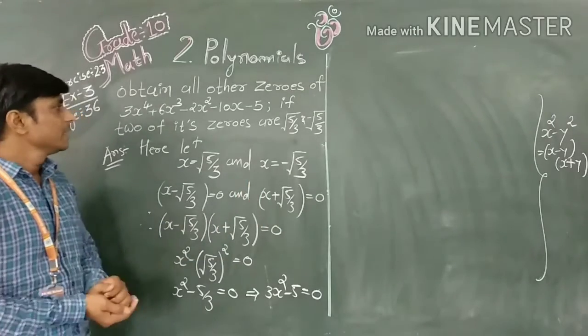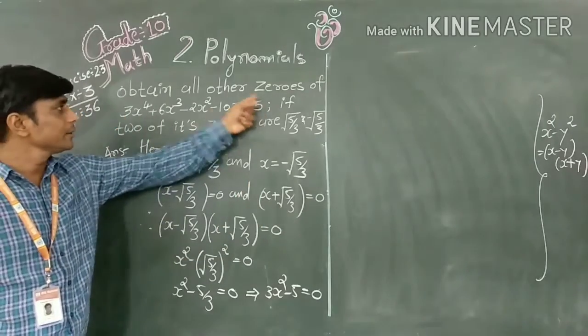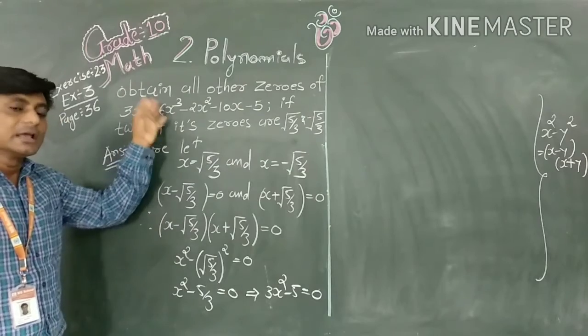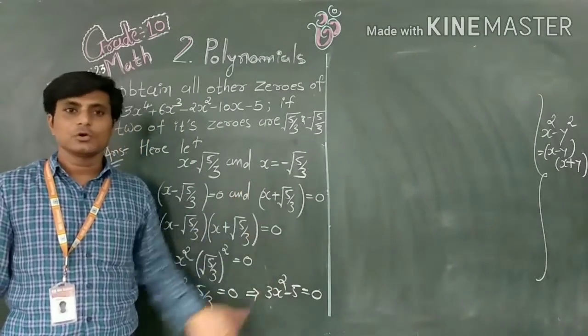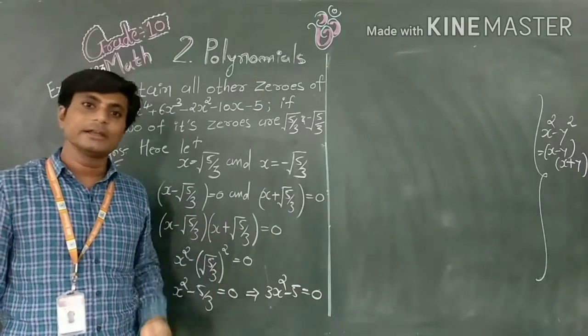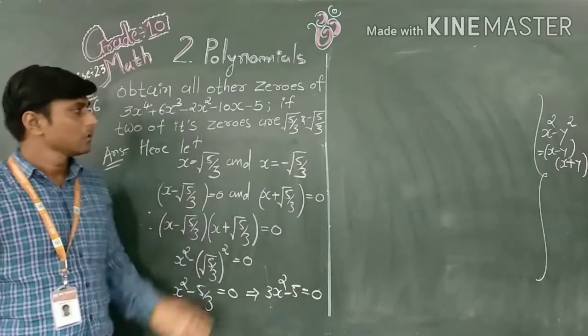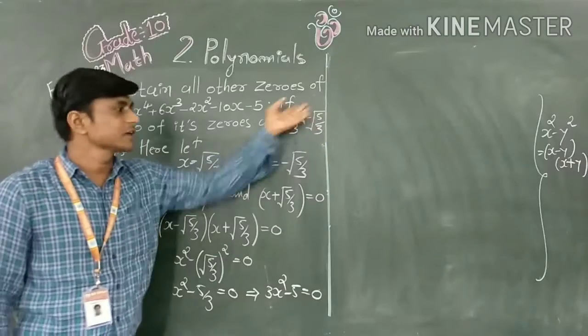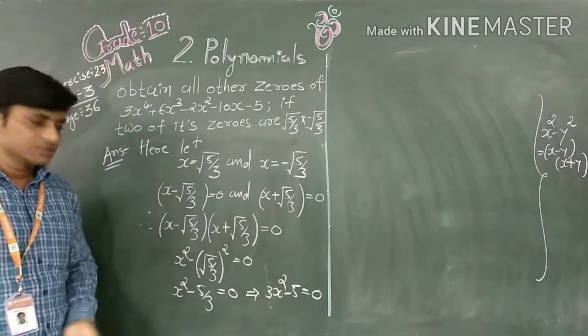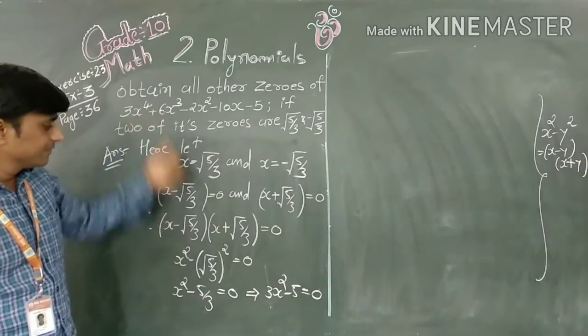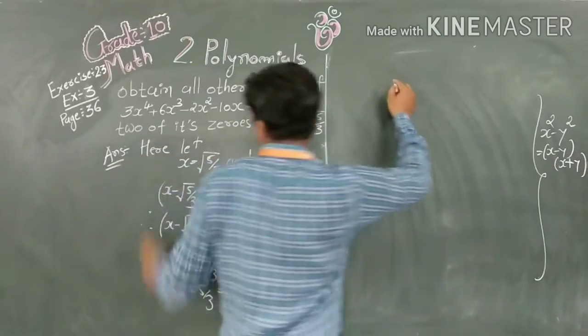Keep in your mind, here the degree of our polynomial is 4. That means it has a maximum of 4 zeros. It can be 0, it can be 1, it can be 2, it can be 4. Okay, but here 2 zeros are already given. Now our aim is to find the other zeros. Now let us divide by the division algorithm.